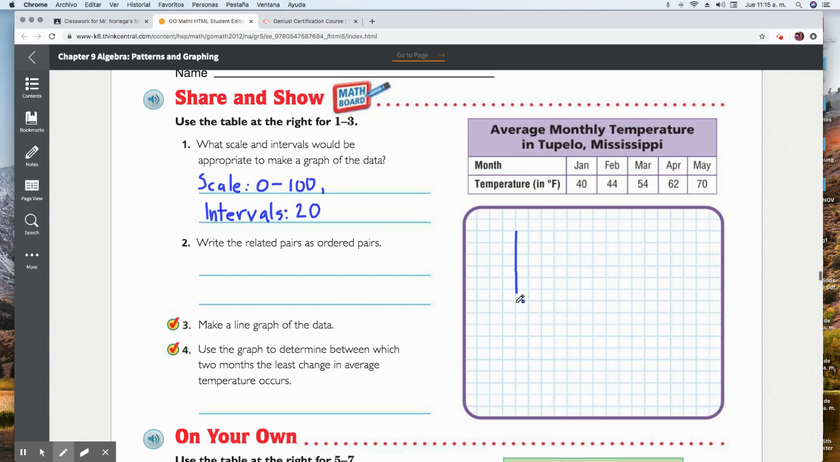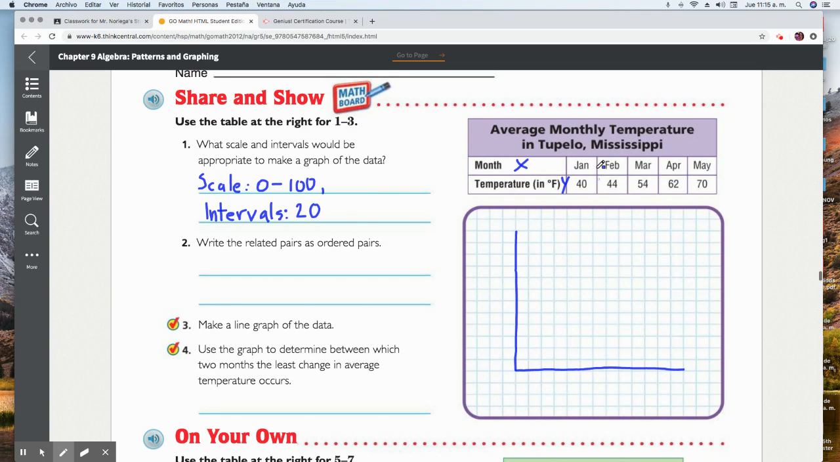So this would be our y-axis, and then we have our x-axis. We do not need to find a scale and an interval for our x-axis because we're going to use the months for our x-axis and the scale for our y-axis. So step number 2, write the related pairs as ordered pairs.